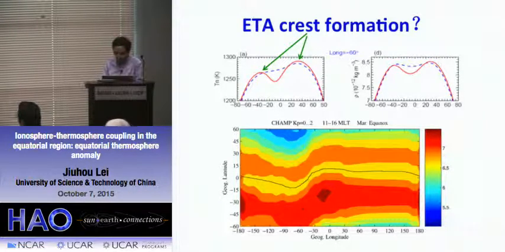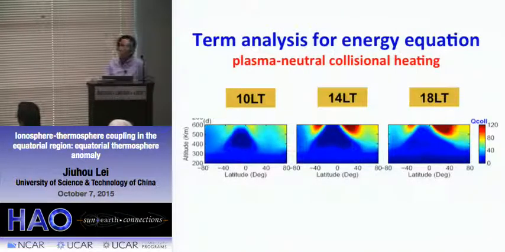So we went back to see what caused this crest, and we did a term analysis for the TIEGCM output. We found one process that is very important to produce this feature is the plasma neutral collision heating, and this depends on the neutral temperature and also the difference between plasma and neutral temperature and also the plasma density. You can see at high altitude this term is very large and provides more heating, which will transport downward through the heat conduction process.